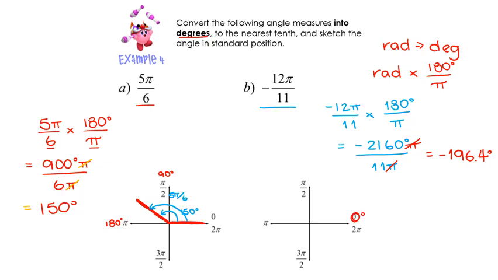Because we're going negative, I'm going to put negative 90 degrees down here, negative 180 on the other side, and then negative 270 on top, and negative 360 all the way around. So negative 196.4 is going to be roughly around here. My initial arm is at 0, and I'm going clockwise, so I'm going down and then towards the left. So this would be an angle of negative 196.4 degrees, but in radians, it would be equivalent to negative 12 pi over 11.